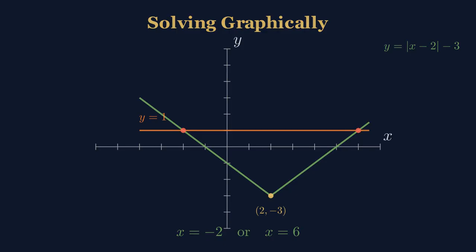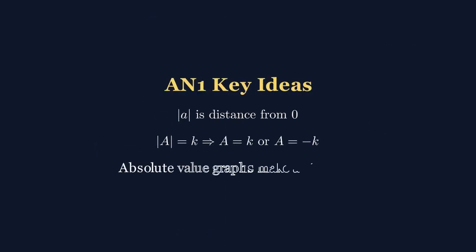Here are the key ideas for N1. Absolute value means distance, and distance is never negative. An equation like absolute value of a equals k splits into a equals k or a equals negative k. Absolute value graphs make a V-shape, and the vertex is the turning point. Work slowly, check both cases, and keep asking, what distance is being described?